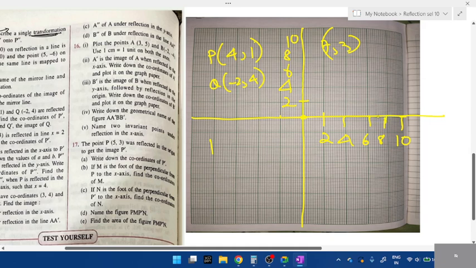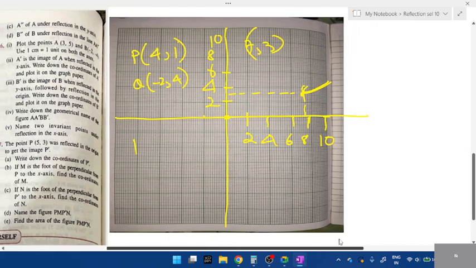Can you see the middle line? In total you'll have 10 small lines. Take the middle one. And 3 lies somewhere in between 2 and 4. This is 3 and this is 7. This is the point. Now the scale.